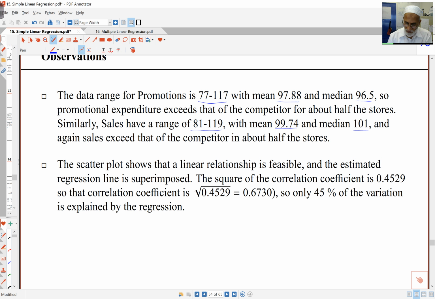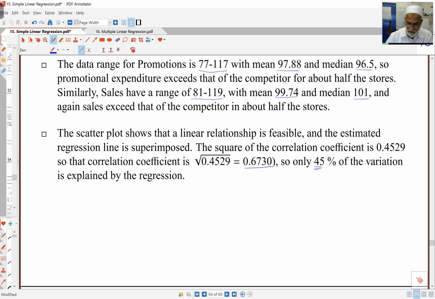And the scatter plot here gives an R squared, or R, of 0.6730. In other words, only 45% of the variation is explained by the regression. 45% is explained by the regression on promotions. Maybe there are other variables I can add to this as well to make this better. We don't know that yet.